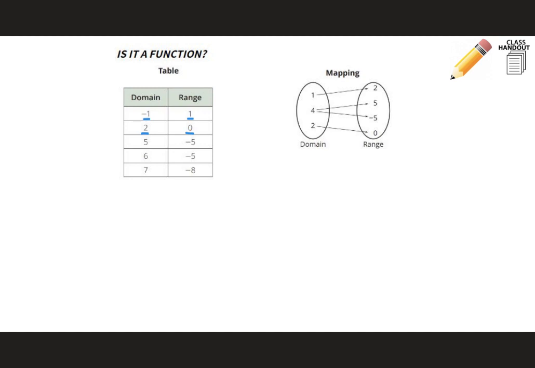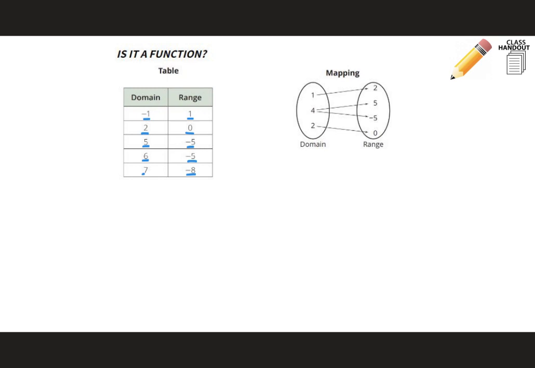The next line is 5, which goes to -5. Looking at my x values, there are no other 5s, so that maps to only one value. The next line is 6, which goes to -5. Again, looking at our x values, 6 is the only one in our domain, and it has exactly one y value. Lastly, we have a 7, which goes to -8. There are no other 7s in my domain, which means that every x value in our domain has exactly one y value.